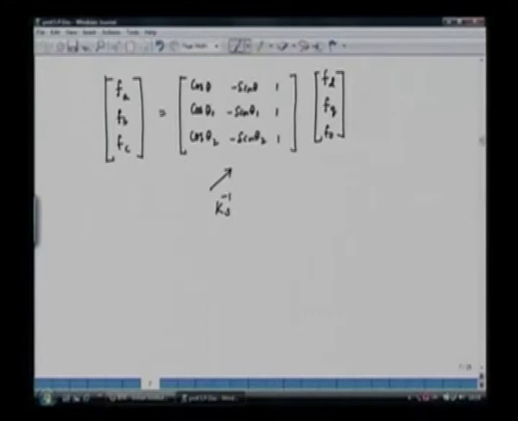So if you invert this matrix, we get Ks inverse, and Ks inverse is given as cos theta 1, cos theta 2 in the first column. Second column is minus sin theta 1, minus sin theta 2 and 1, 1, 1. We can verify that if we multiply K and Ks inverse, we get the I matrix or the identity matrix. That can be verified.